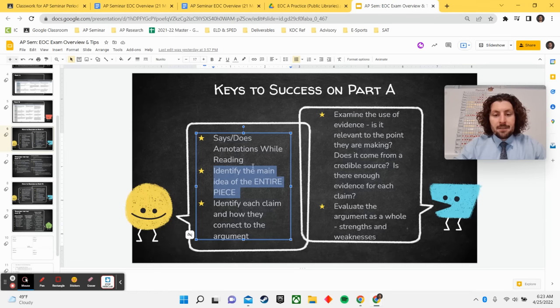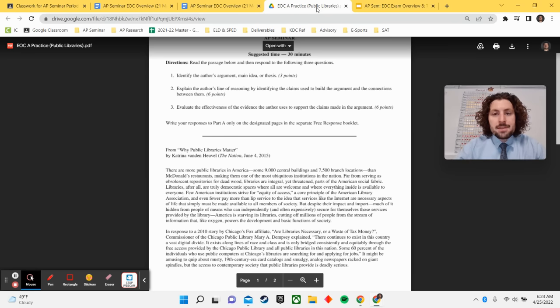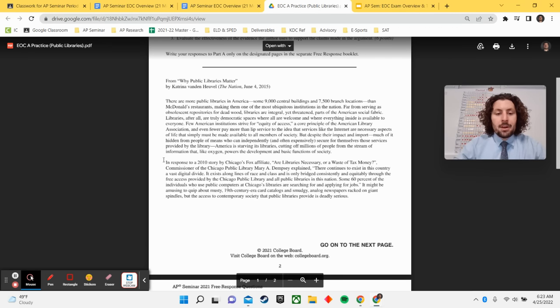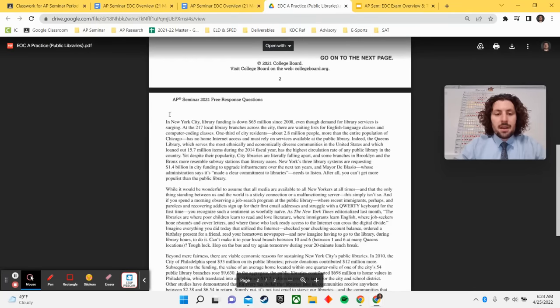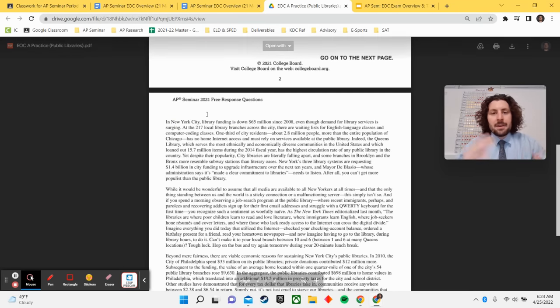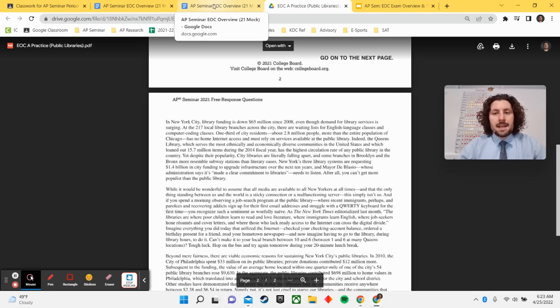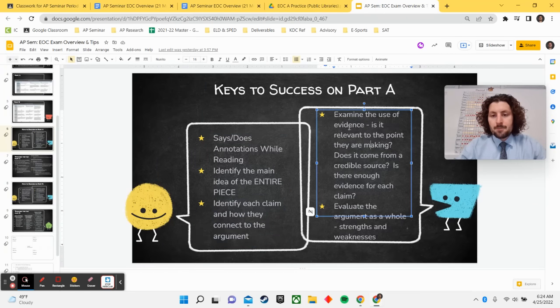So identifying that main idea of the entire piece. And then as you are reading as well, ensuring that you're tracking those claims that you see throughout. And oftentimes we know that claims are going to be at the start of any new paragraph. They're going to be either shifting to a new claim or building upon a previous claim. So that's a good place to look for those claims as you move through this exam.